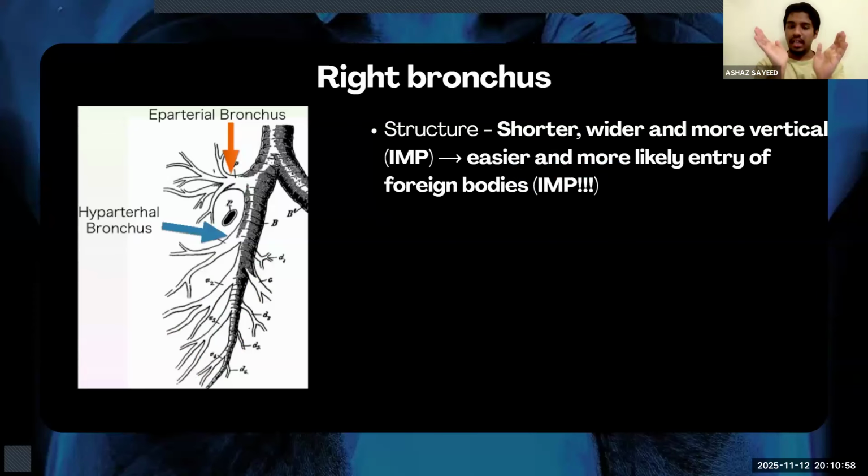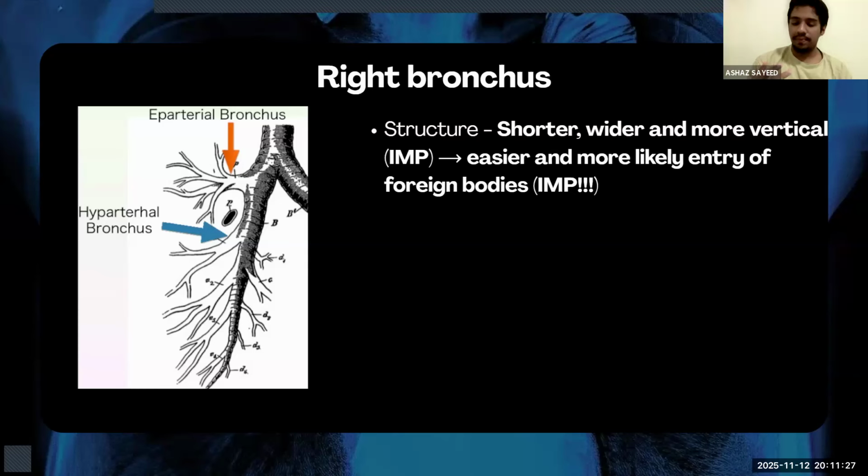So let's say this is my left arm. This represents the left bronchus. This is the right bronchus. The left bronchus goes more horizontal. And the right bronchus, instead of going horizontal, kind of goes vertical in this way. Because of the structure of the right bronchus, it's shorter, first of all. It's going more vertical and it's wider.